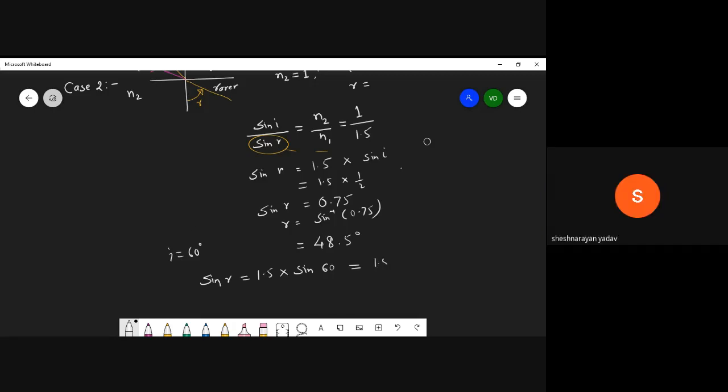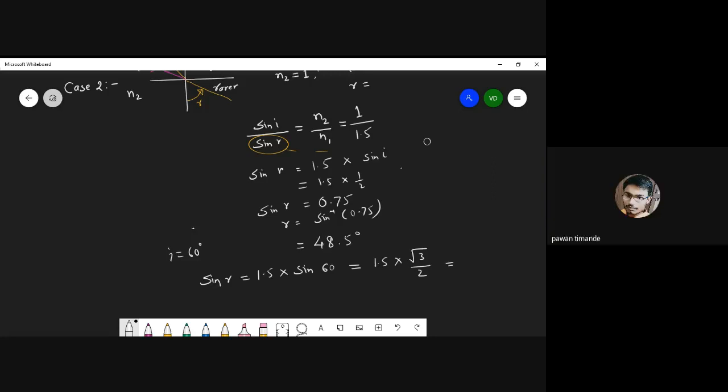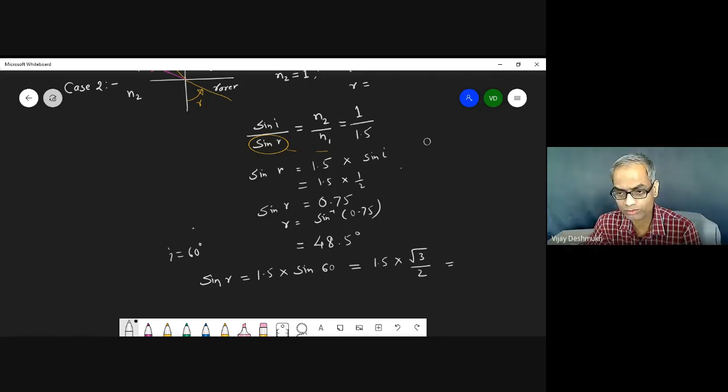Root 3 by 2. Okay. So how much is this? Calculate. Root 3 is 1.71. About 1.22. So it should be somewhere around 2 point something, or 2 point something divided by 2, 1 point something.